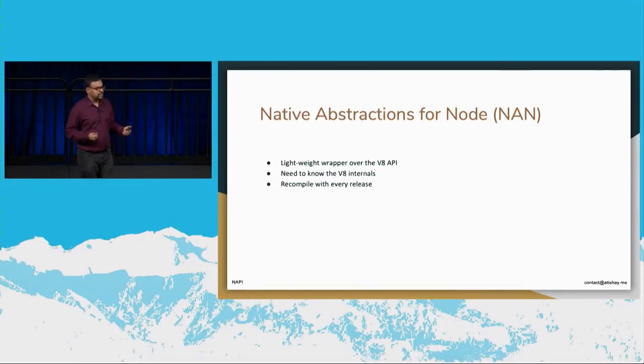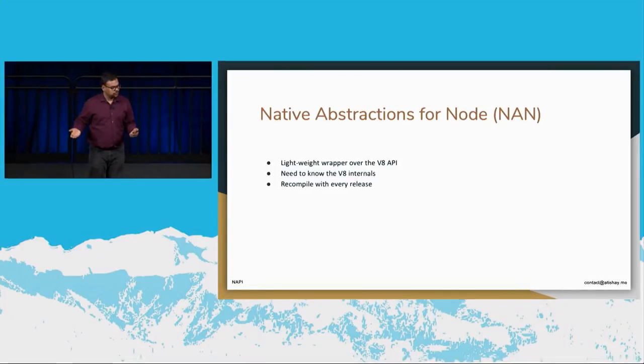And the Node team realized it very early. That is why they created NAN, a wrapper over the V8 API, which hides the changes as V8 changes. And if you use NAN, you can recompile your module across various versions of Node, and it'll continue to run. No rewriting needed. NAN was built as a specific solution to a very specific problem. That was to hide V8. And it does that job perfectly.